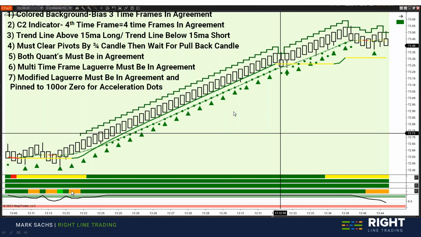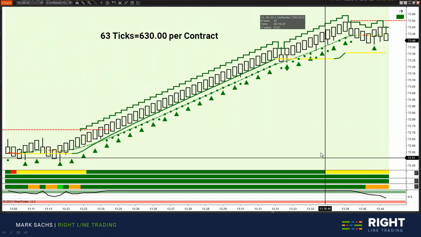Now you can trade the LIQUIDITY with orange or lime green. I prefer to trade everything in agreement, everything green or everything red with the acceleration dots, with the 15 below the trend line, with the C2, with nothing in the way, no pivots, no higher time frame support or resistance areas, just this, right? So look, that trade I showed you was 63 ticks per contract on crude oil, right? And we stayed in until the 15 over here in the corner turned yellow and we got out.